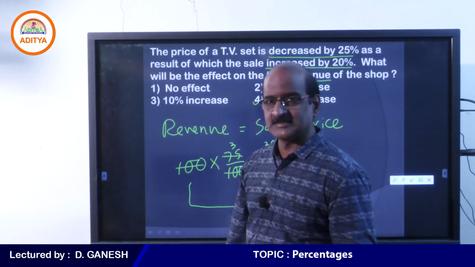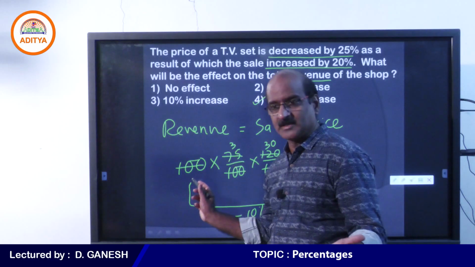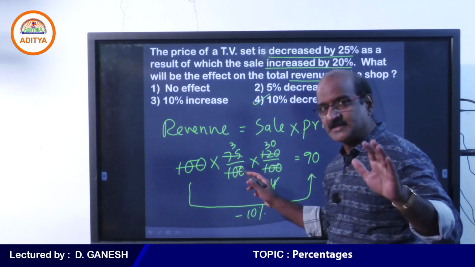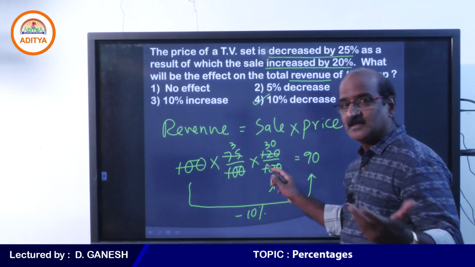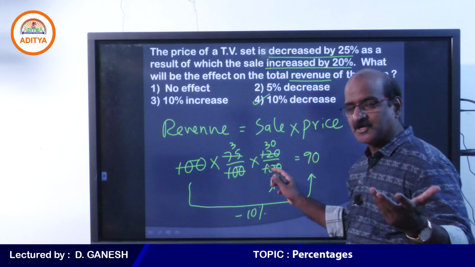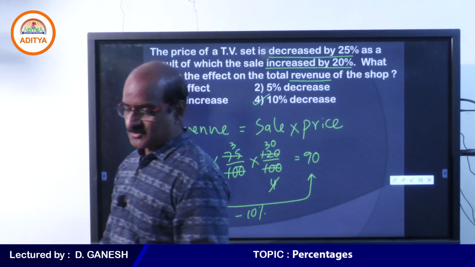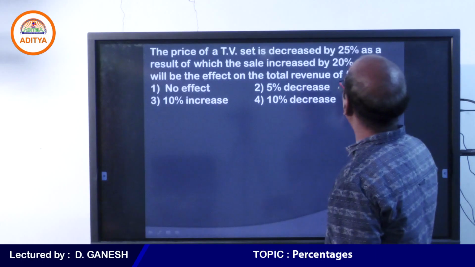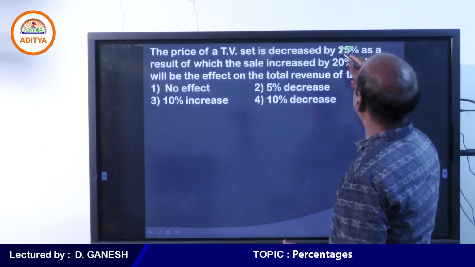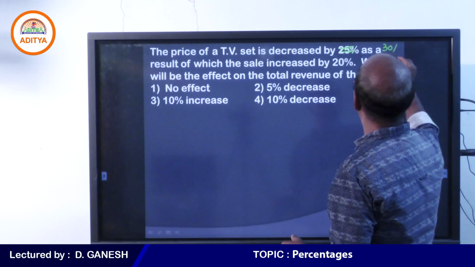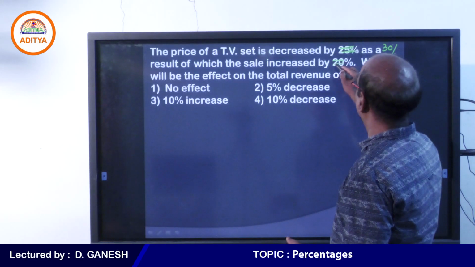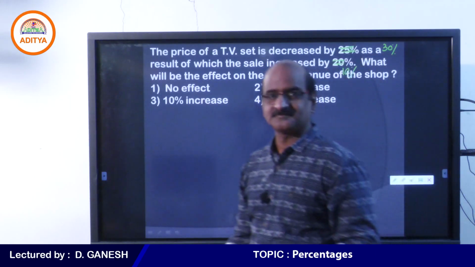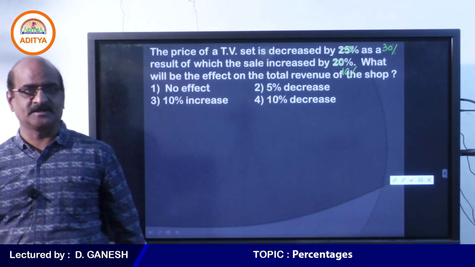Whenever this kind of question is given, we have to take revenue as 100 because we are doing the question in percentages. This is because the price decreases by 25% and the sale increases by 20%. Comfortable? Okay. So I just want to make some changes in the question. Let us see how you respond to this one. Let us assume that in place of 25% you take 30%, and in place of 20% you take 10%. Answer the same question again.